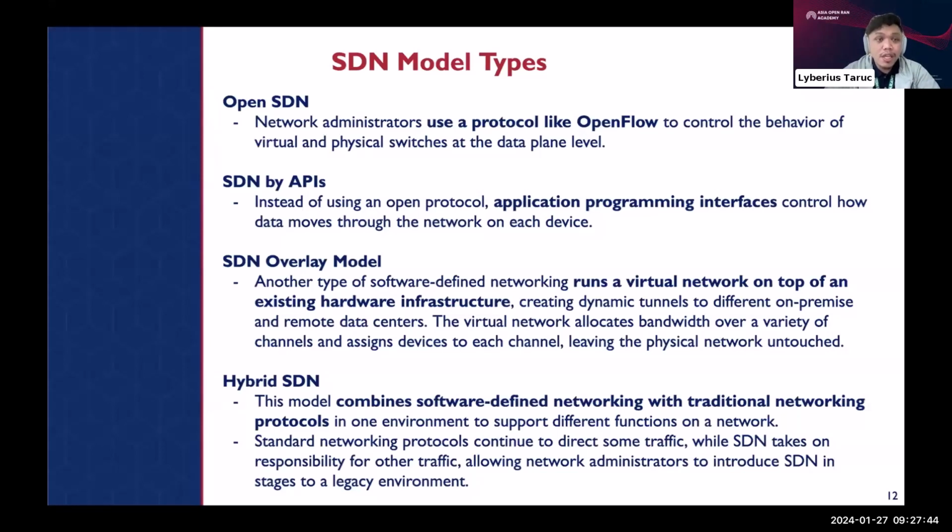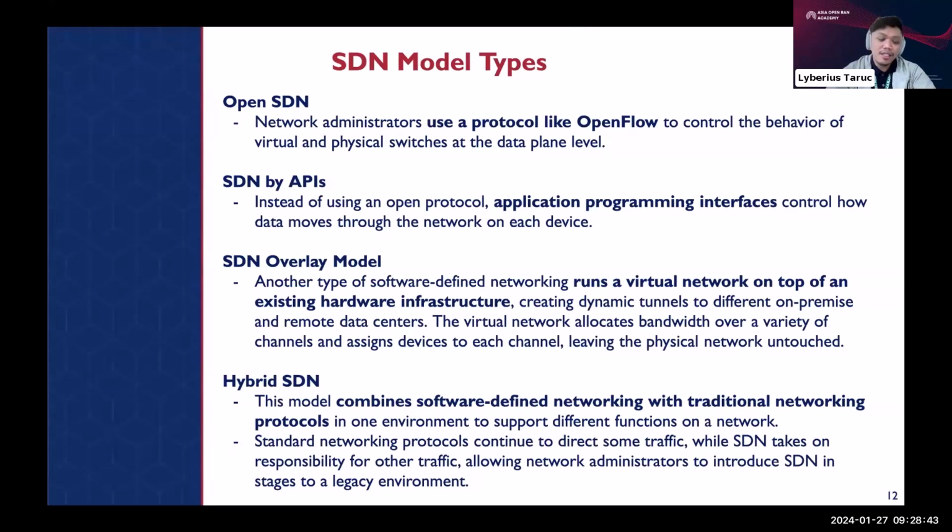SDN by APIs. Instead of using an open protocol such as OpenFlow, APIs control how data moves through the network on each device. Remember what I said a while ago, if I were to go back to the architecture, there is the controller communicating to your data plane. You have there the southbound API. You also have, from the open source perspective, OpenFlow as a protocol communicating between the controller and the forwarding switches. In SDN by API, you don't necessarily need OpenFlow for the controllers to communicate to your switches. You can actually develop your own APIs. And some manufacturers develop their own APIs so that the controller can communicate to the switches. So that's how this second item works.